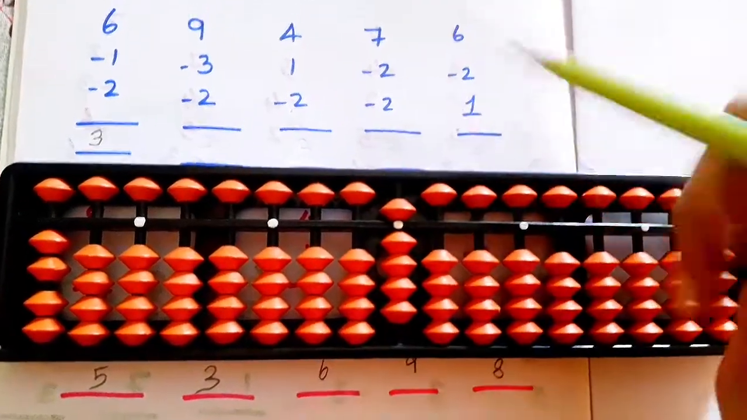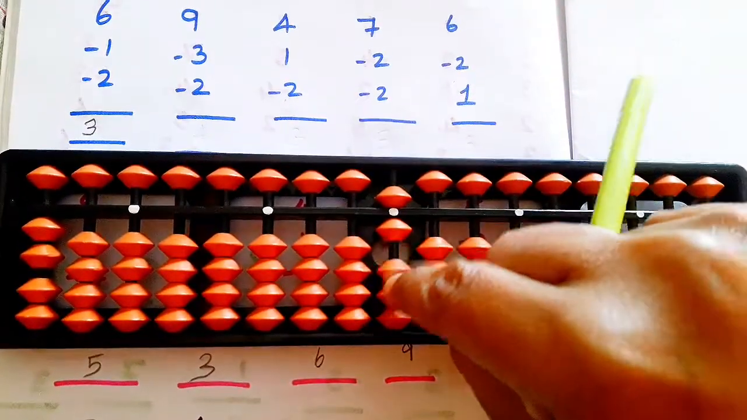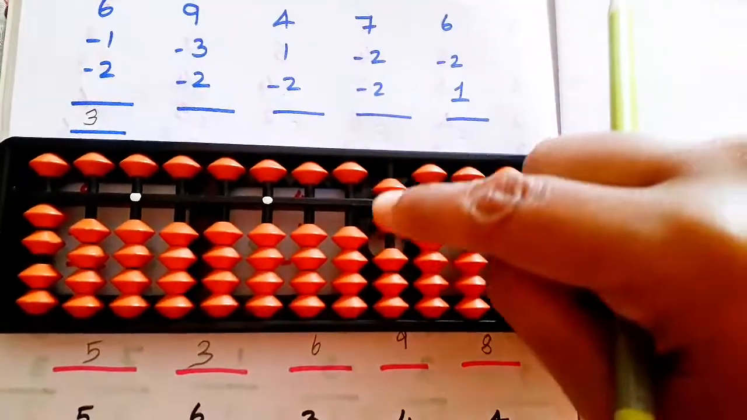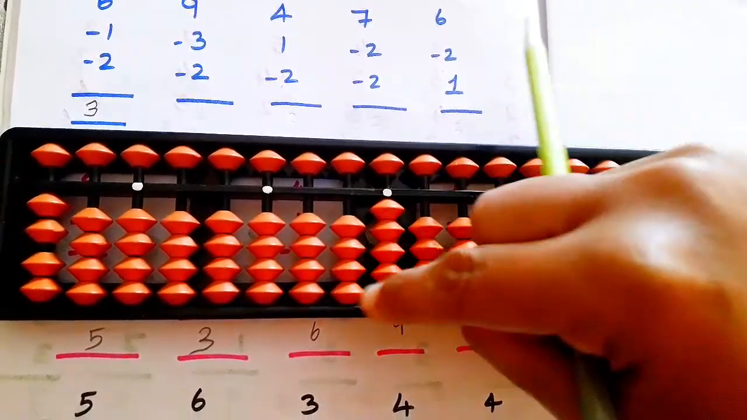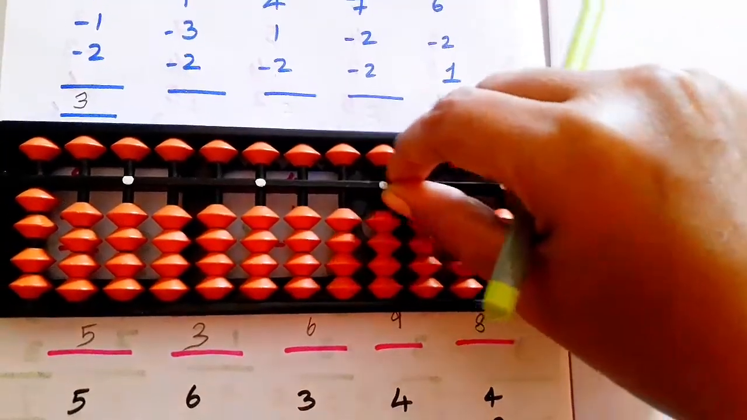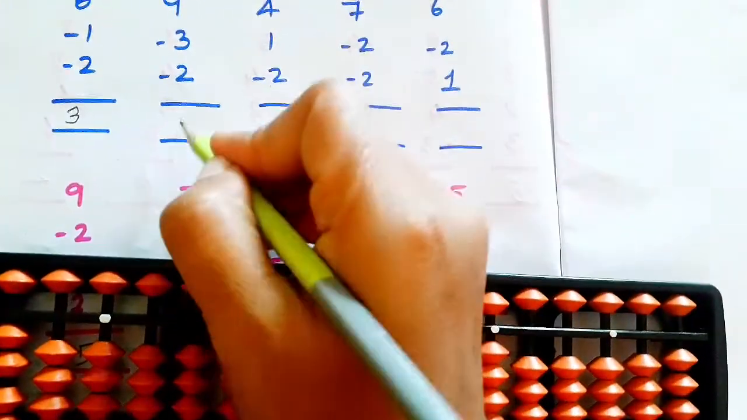So 9. Next less 3. Next less 2. So partner of 2 is 3. So less 5, add 3. What is the answer? Answer is 4. Set 0.